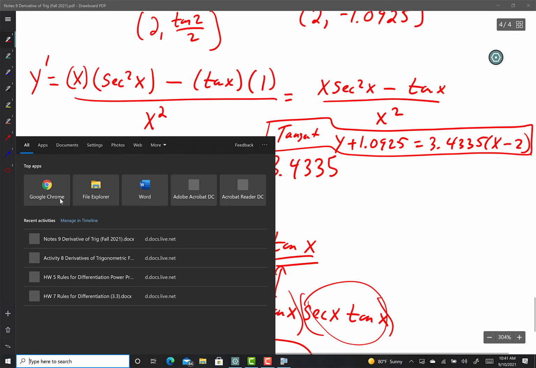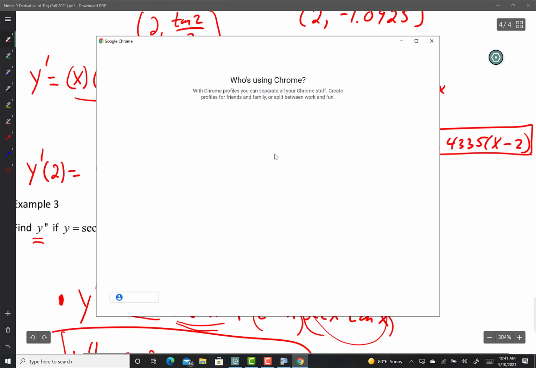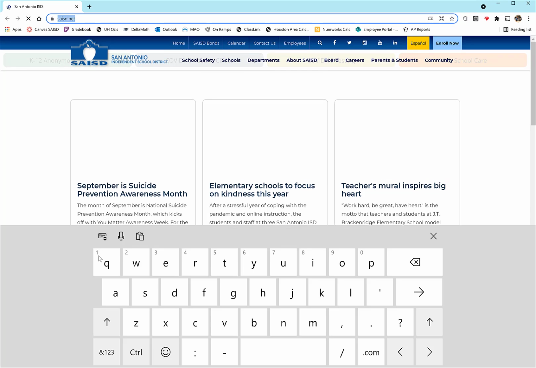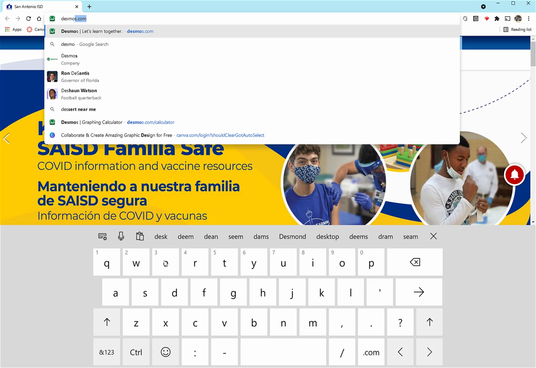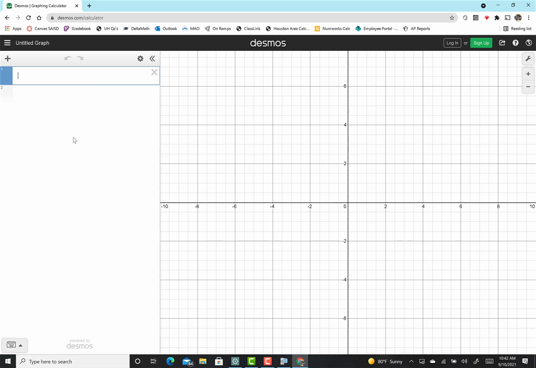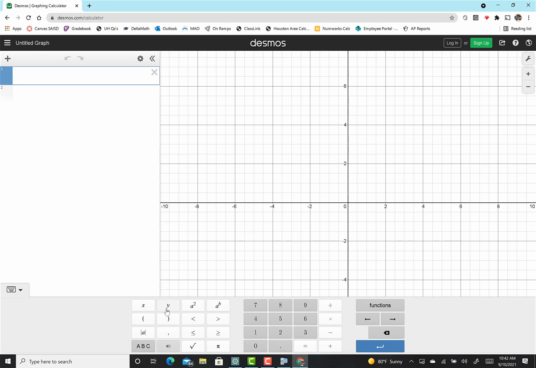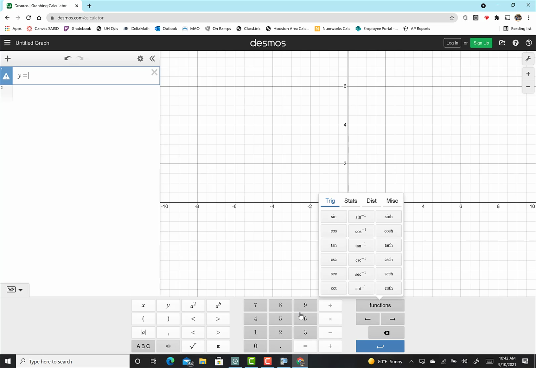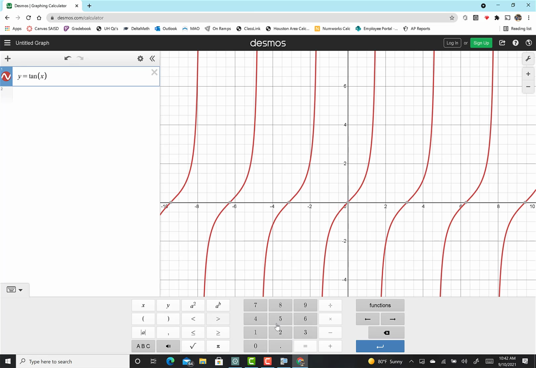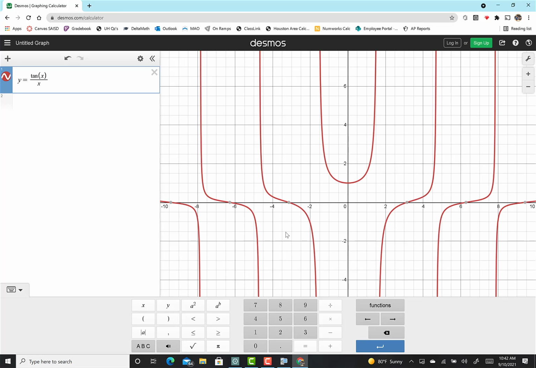So I'm going to go to Desmos. Hey. All right, here we go. Hook me up with the equation. What was it? y equals tan x. Oh man, look how it looks. So that's how my graph looks.